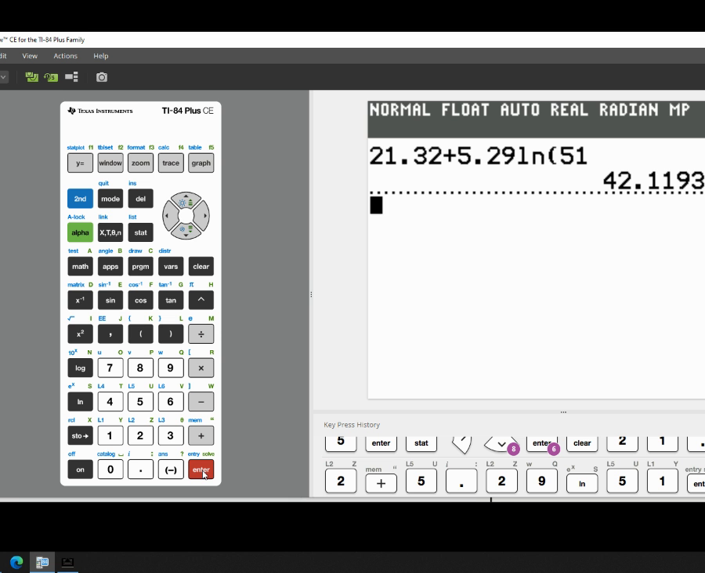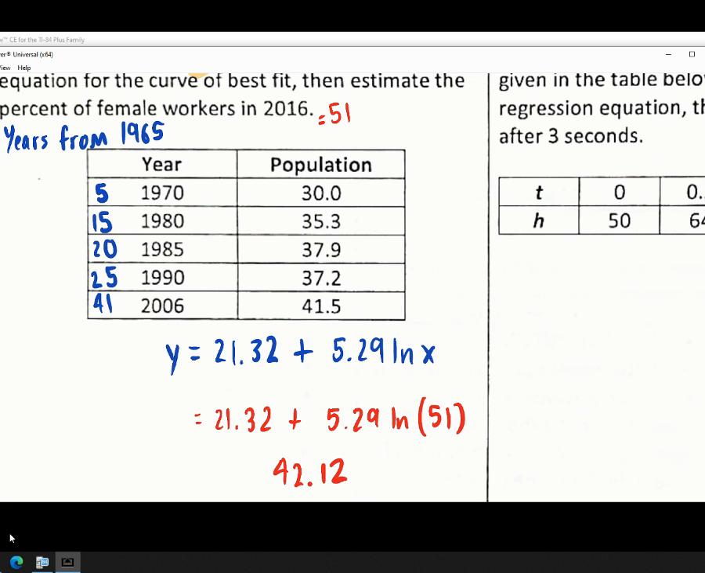Okay? Questions about that? Go back to that page, so if you didn't write it, you can write it. My estimate would have been 42.12. Again, in my notes, I used different values, and my prediction was 43.5. This is 42.12. So you just have to realize it's going to be pretty close, but it might not be dead accurate, depending on what values you use.